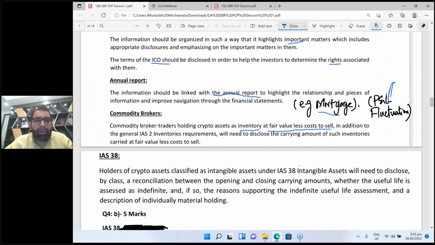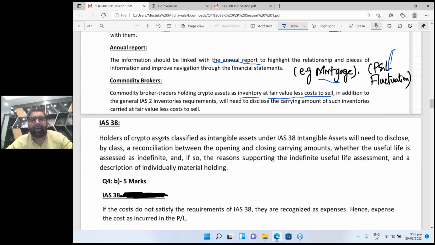Finally, if you are a normal investor, then crypto assets are IAS 38 for you, intangible assets. And in intangible assets, you have to report the reconciliation, right? This is the requirement of the intangible standard as well as IAS 16: a reconciliation between opening and closing carrying amounts, and also whether the life is indefinite or finite. If it is indefinite life, you have to give reasons why you assume the life as indefinite.